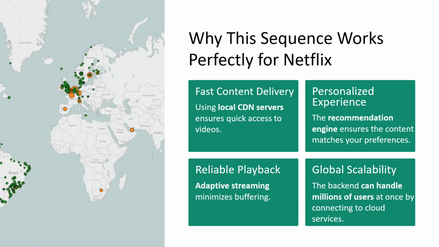Why does this sequence work perfectly for Netflix? Using local CDN servers ensures quick access to videos. The recommendation engine ensures the content matches your preferences. Adaptive streaming minimizes buffering. The backend can handle millions of users at once by connecting to cloud services.